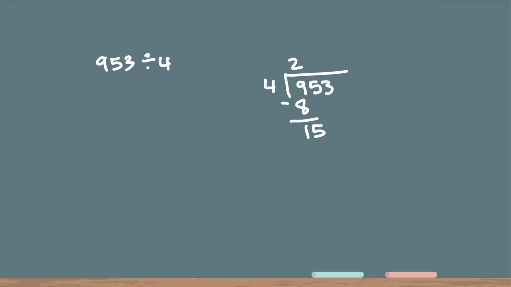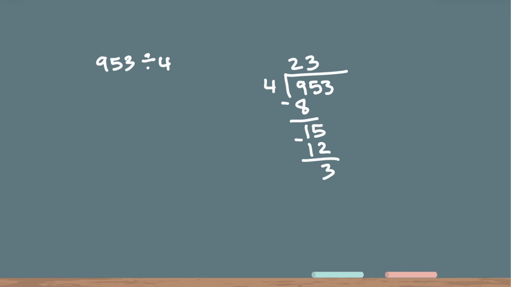So next, how many times can a 4 go into 15? In this case, it's 3. So you're going to take 3 times 4, which is 12. And you're going to take 5 minus 2, which is 3. And then 1 minus 1 is 0. So you're left with 3.